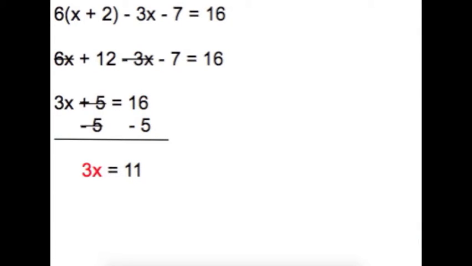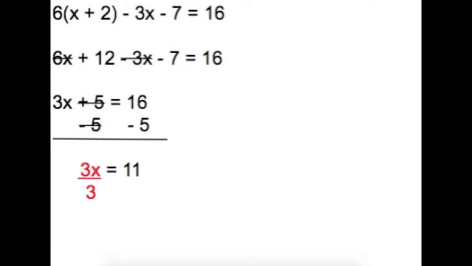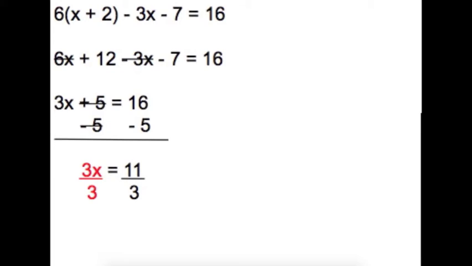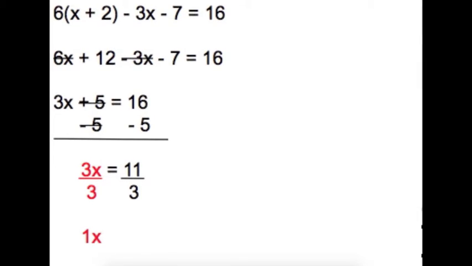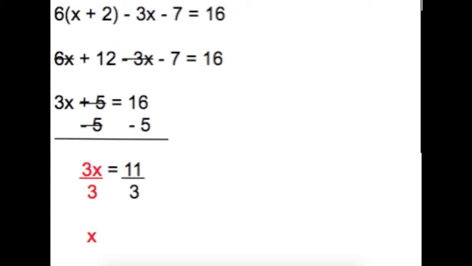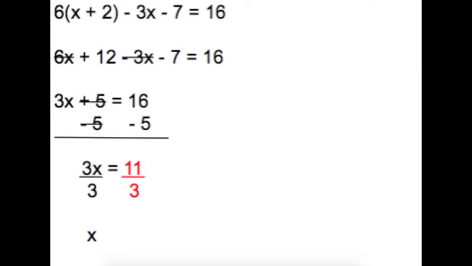We have yet to isolate x, because x is being multiplied by 3. To undo multiplying by 3, we divide by 3. What we do to one side of an equation, we must do to the other side of the equation. Let's simplify the left side of the equation first. 3 divided by 3 will leave us with 1, so we will be left with 1x. We know that 1 times any number is that number, so 1 times x is x. Now simplifying the right side of the equation, we do 11 divided by 3.